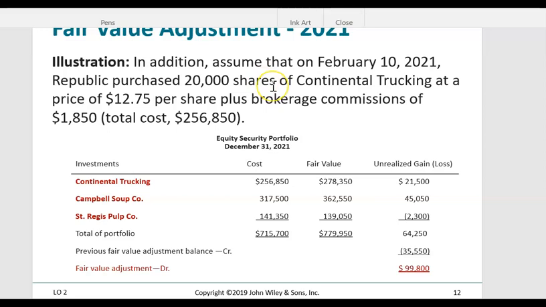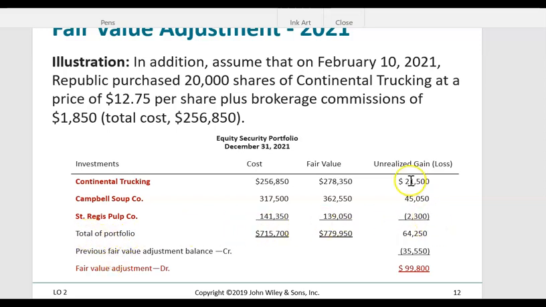Now, assume that on February 10th, 2021, Republic purchased 20,000 shares of a new stock, Continental Trucking, at a price of $12.75 per share, plus brokerage commissions of $18.50. So the total cost was $256,850. So here we're not asked to record this journal entry. If we were, we would just debit the equity investments account for the total cost, $256,850, and credit cash.